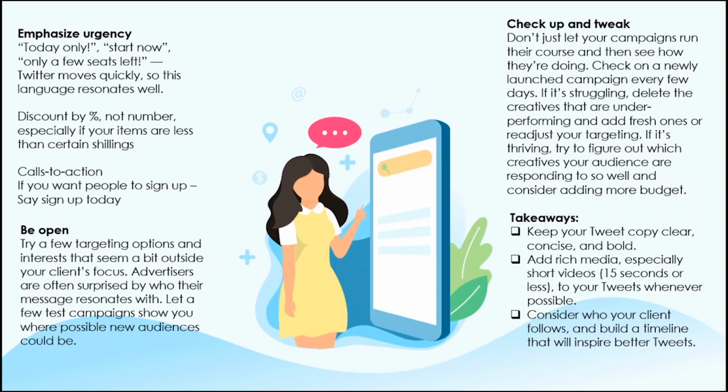The other thing that you need to do as you're doing Twitter advertising is check up and tweak. After you have put up this promoted tweet and everything has gone live and you have reviewed, you need to tweak along the way. Don't just let your campaigns run their course and then see how they're doing. Check on newly launched campaigns. Any newly launched campaign or promoted tweet you've put out, you need to go back and check and tweak.